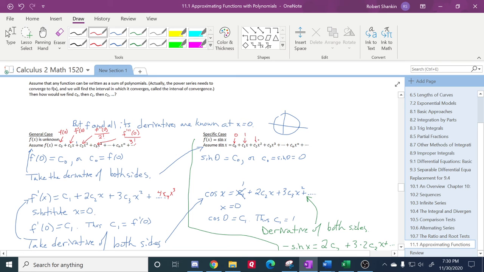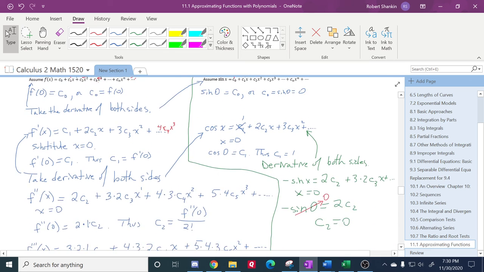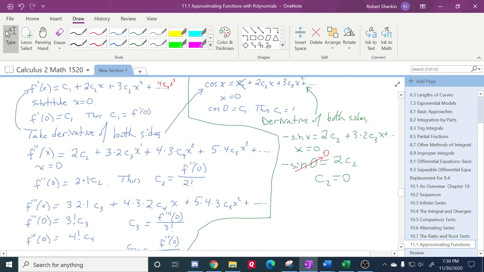C2 is 0. Every other one is going to wind up being 0, because when you take the derivative of sine and cosine, they go back and forth between each other, and every time you're on sine, whether it's positive or negative, you get 0. And that's why that infinite series for sine only had the odd powers of x. Okay, and then we take the derivative again.